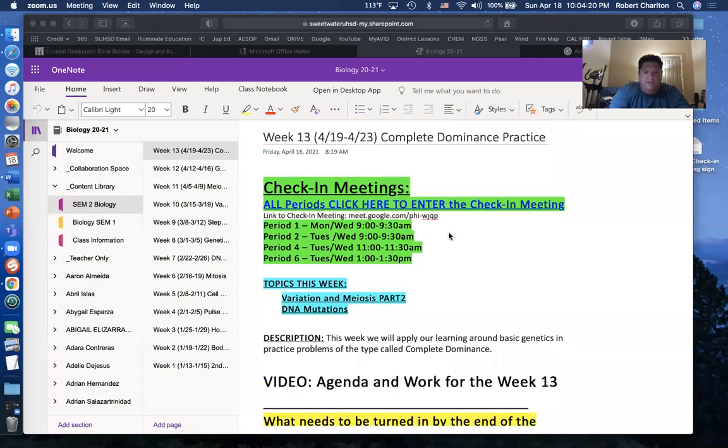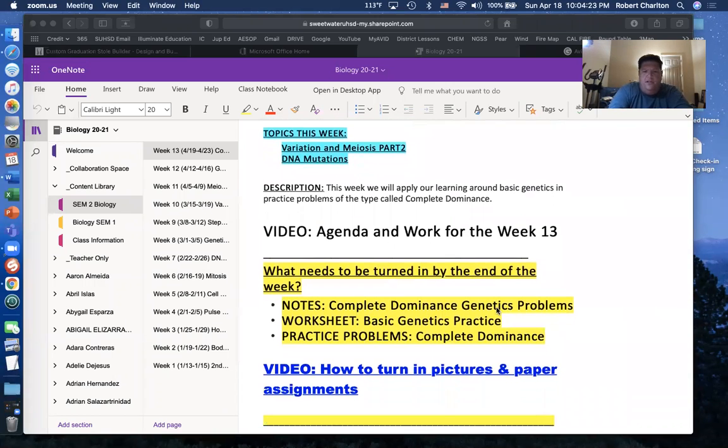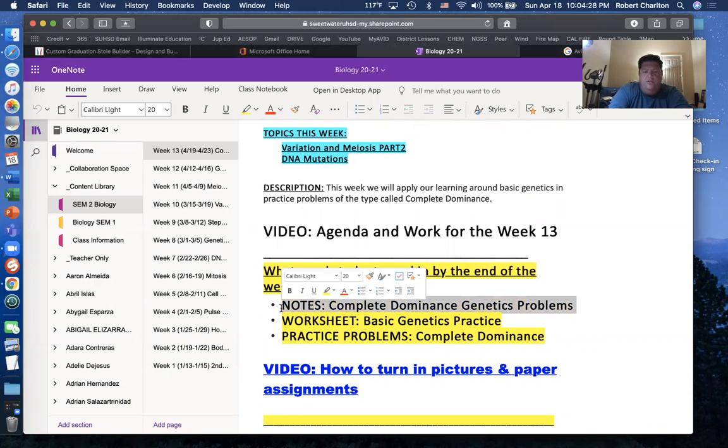So we're in week 13. There are going to be 3 things you need to get done this week. On Monday and Tuesday, I am going to give you some notes, but these are going to be a little different because these aren't information notes. These are really to show you how to do genetics problems. We're starting with the types of problems that are called complete dominance. That goes back to what we were talking about with one allele dominating over another, capital letters and lowercase letters. That isn't always the case, which we'll get into in the weeks to come. But for this week, it's going to be one is dominant, one is recessive.